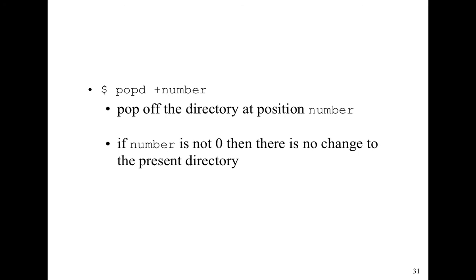Pop D plus a number pops off the directory at the position number. So pop 1, pop 2, pop 3. If the number is not 0, then there's no change to the present directory. It's not going to do anything. So it's kind of like if it's empty, you can't pop anything out.